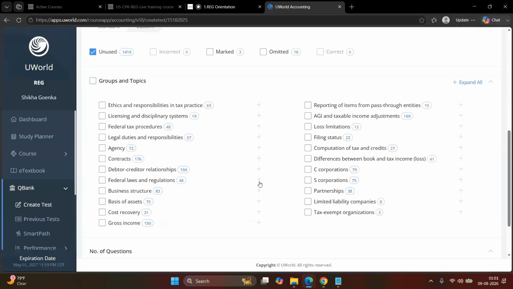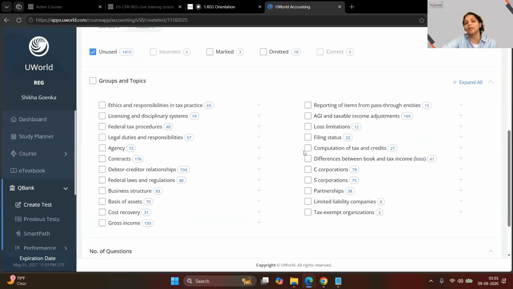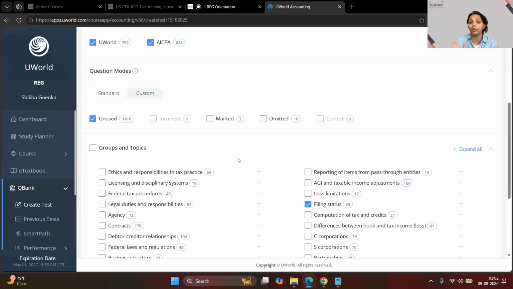So you see here 16, so it will be in gross income. Go down. Oh no, filing status is separate. You just go to filing status and do this. So there are 23 questions in MCQ. Do full MCQs first, mark the MCQs, and then do the SIMS after you've done the MCQs.